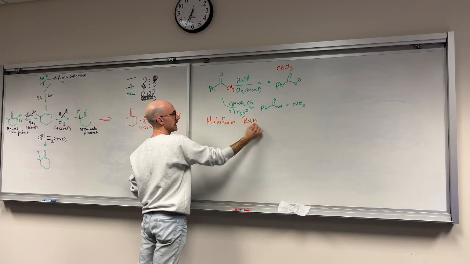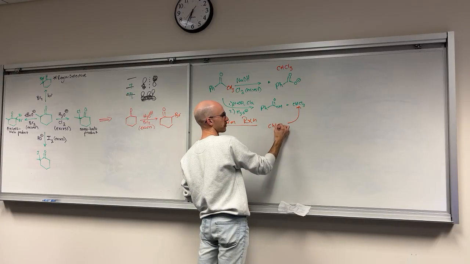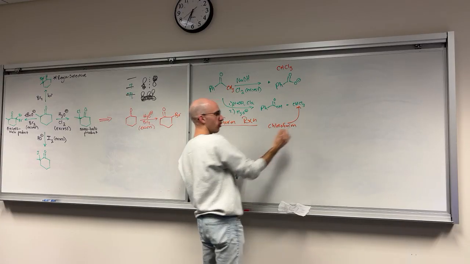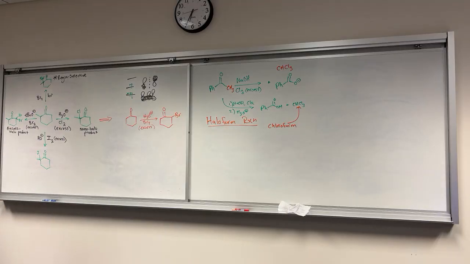And you can see its name based in one of the products that forms. When you run this with chlorine, you produce chloroform. When you run this with bromine, you produce bromoform. When you run this with iodine, you produce iodoform. This is one of the reasons you should never listen to people on the internet.